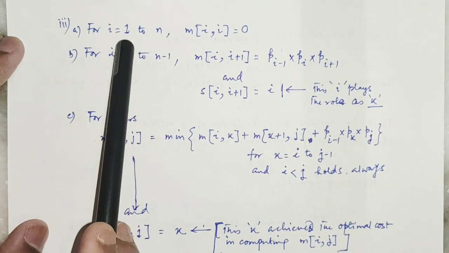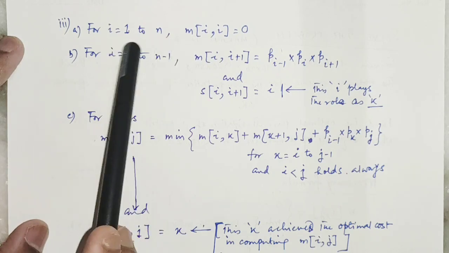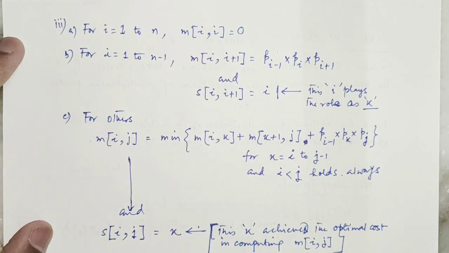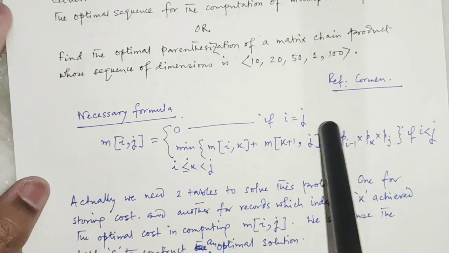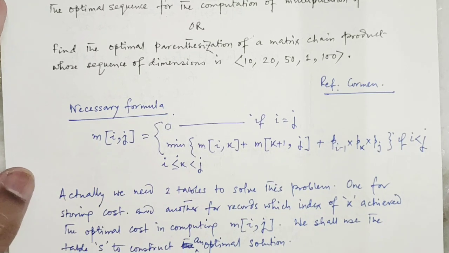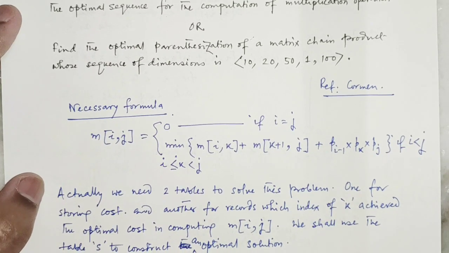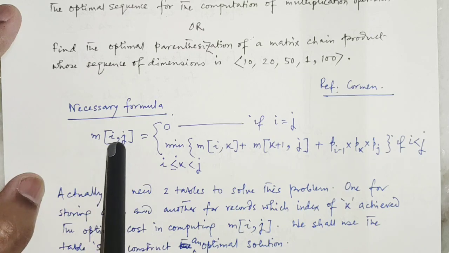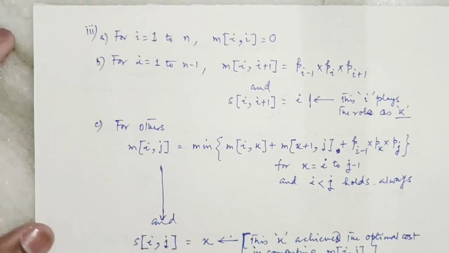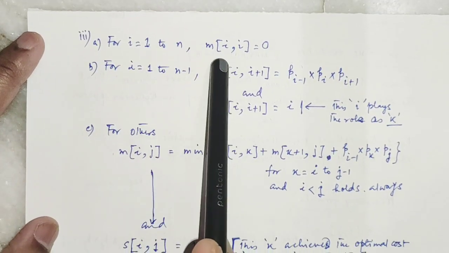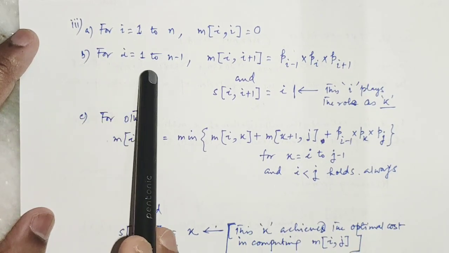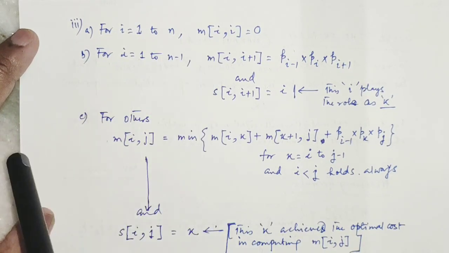One is, for i equals to 1 up to n, where n is the total number of matrices, M of i comma i equals to 0. This is actually the first part in the formula. When i equals to j, M of ij stores 0 actually. So i equals to j means you can write here i comma i because i equals to j. So this is represented as, for i equals to 1 to n, you store M of i, i equals to 0.